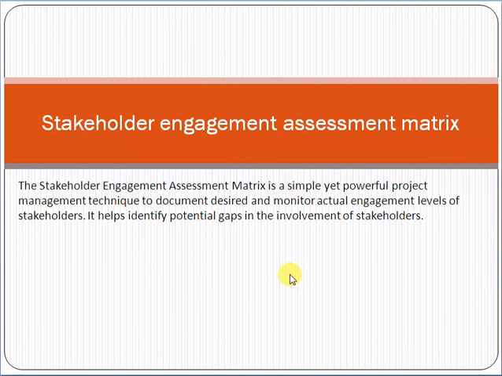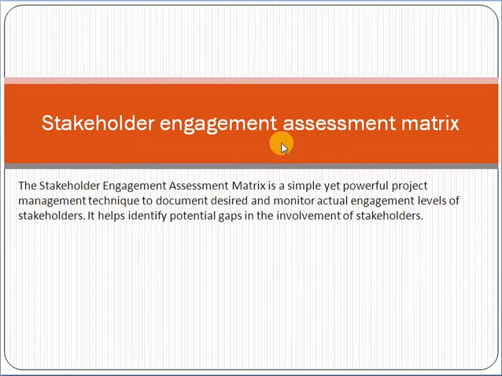So friends, let's start. Stakeholder engagement assessment matrix. If you see the topic, friends, there are basically four terms: stakeholder, engagement, assessment, and matrix. Assessment means to judge something. Whenever we talk about assessment, simply it means we are judging something, neutral, positive, etc. So assessment is examining something, judging something.